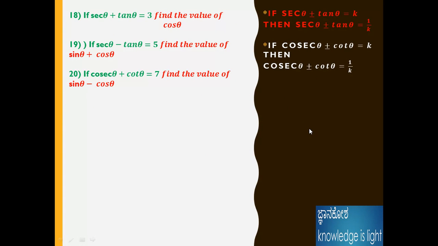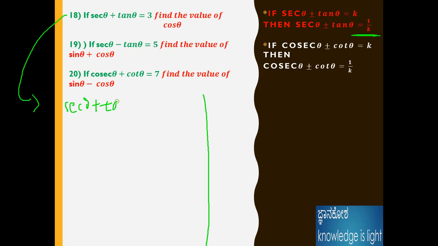Okay, this is also the same thing, the component dividend method, and how we solve the problems by using these logics. Please observe carefully. I will show the two methods as well, on how to solve the problem. This is the first method I am showing here. Observe carefully: secant theta, because this is the logic, 1 by k is there, right? Secant theta plus tan theta is equal to 3.